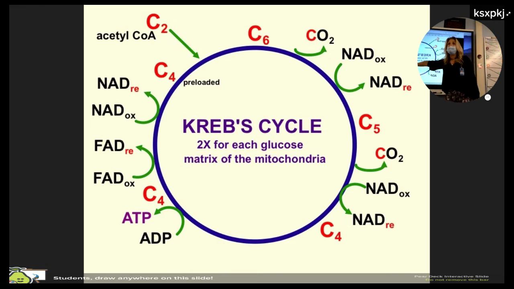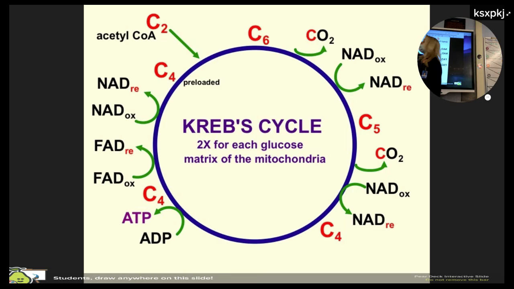We will do the Krebs cycle 2 times because we have 2 acetyl-CoA. And remember, when I have C2, C4, C6, all of that, I'm just having you follow the carbons. You don't need to know how many hydrogens or oxygens or anything else. But preloaded in our Krebs cycle is a C4 molecule. Acetyl-CoA is a 2-carbon molecule. So we know when you add a 2 to a 4, you're going to get what? 6. So we have this 6-carbon molecule.